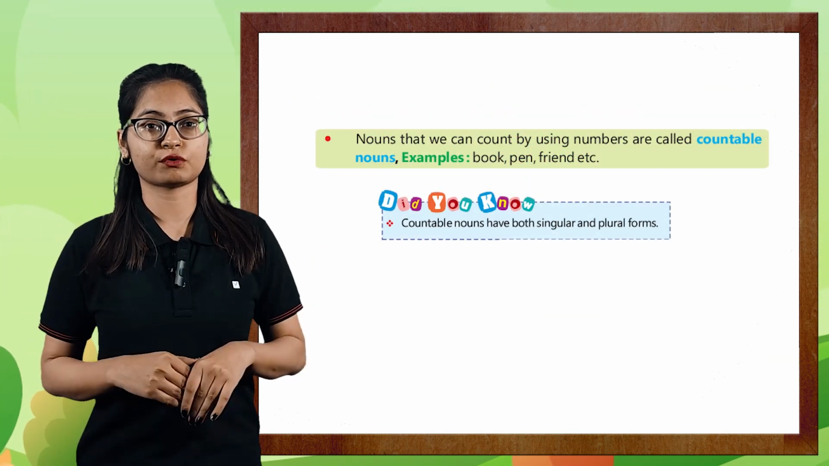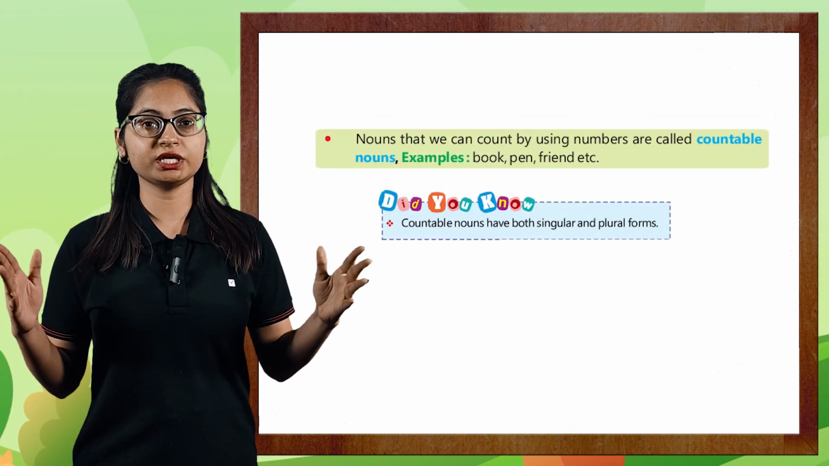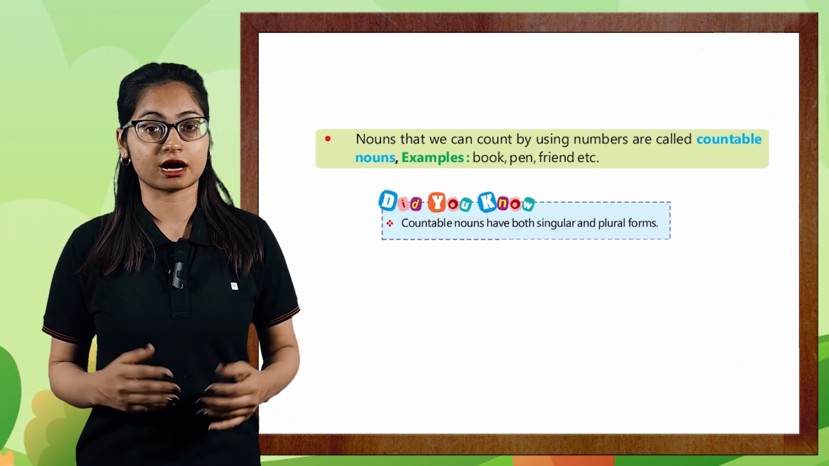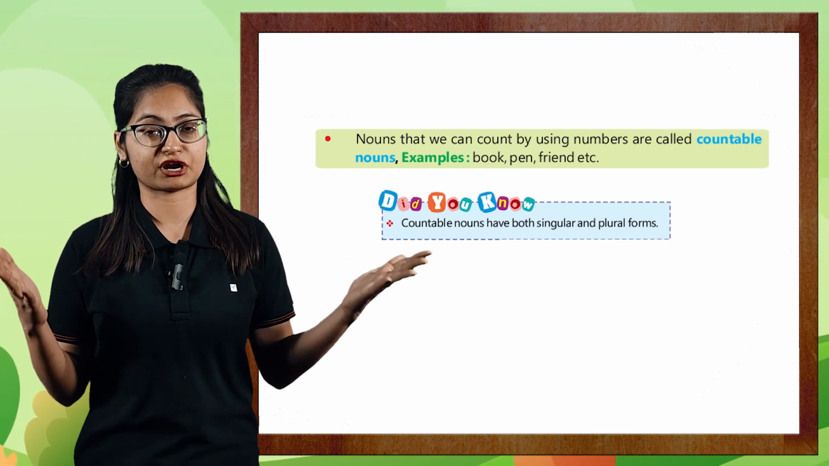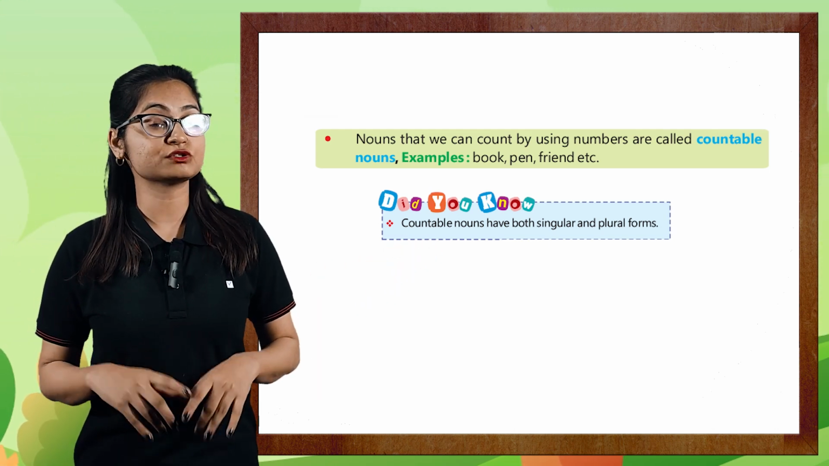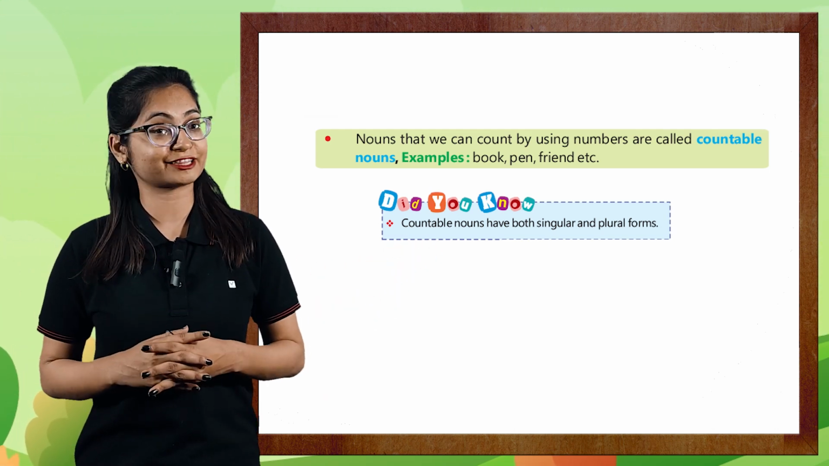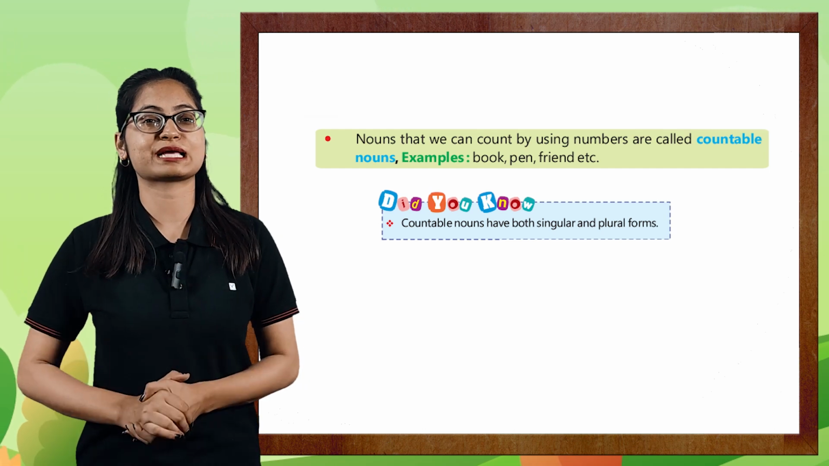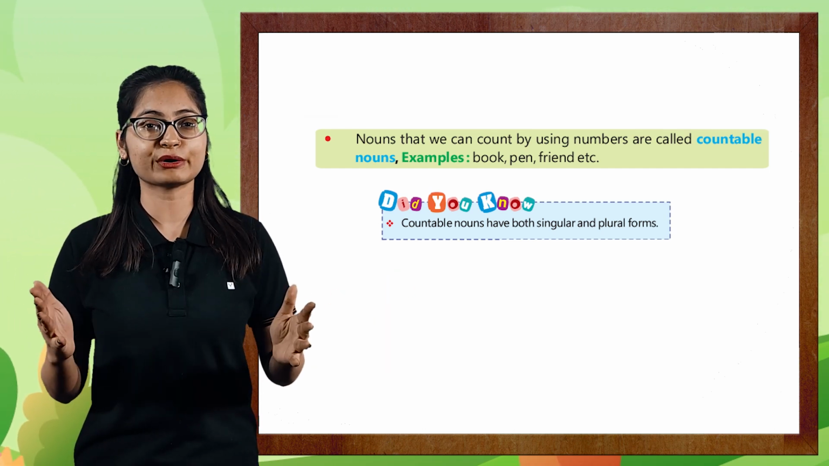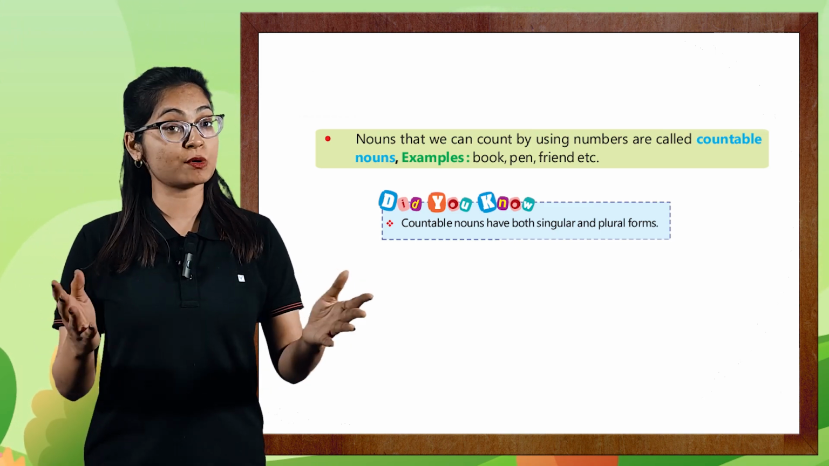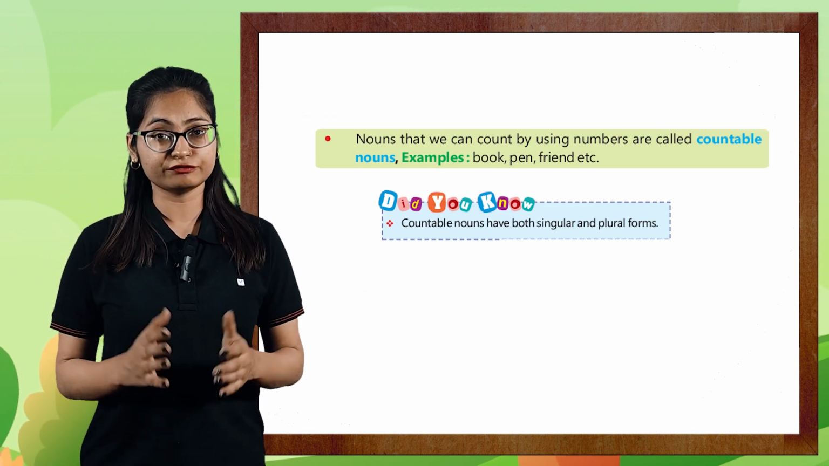Now let's move forward. Nouns that we can count by using numbers are called countable nouns. Example, book, pen, friend, etc. ऐसे nouns जिनको हम numbers के through count कर सकते हैं उनको हम क्या कहते हैं? Countable nouns. It's time to learn something new. So students, did you know? Countable nouns have both singular and plural forms.